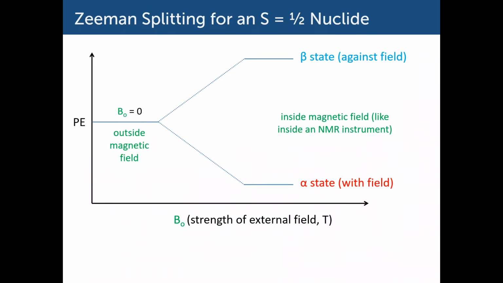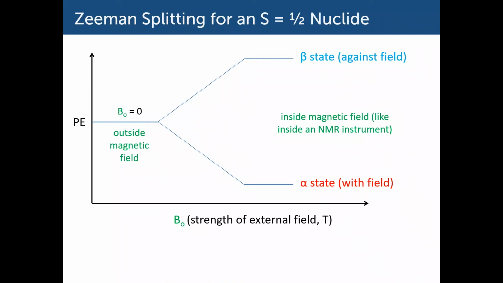We could also look at this with respect to potential energy on more of a diagram. This is showing you two different kinds of situations. On the left-hand side of the plot, where you can see B naught equals 0, we're outside of our magnet, and there's no energy difference at all between the alpha and beta states. In fact, they don't even exist. We saw the picture where all those different magnetic moments were pointed in random directions. But once we apply the magnetic field from an instrument, we have these two different states.